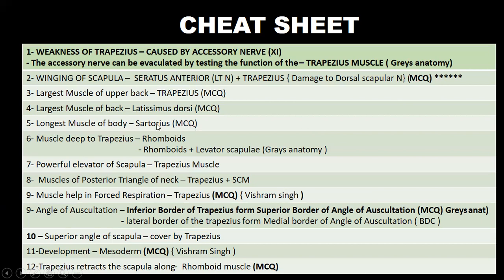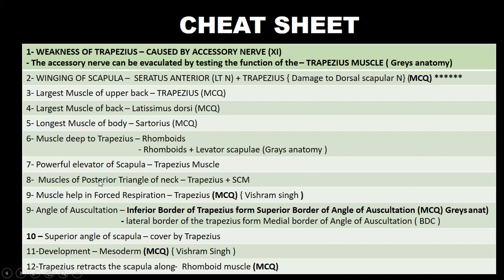Okay, sartorius we talk about in our lower extremities, but when we talk about our upper extremity, the 2 points which we need to understand at the moment are: largest muscle of the upper back, meaning upper half of the back, is trapezius and not latissimus dorsi. And when we talk about the complete back, then the largest muscle is latissimus dorsi. Coming to the muscles located deep to the trapezius, it is rhomboids. Rhomboids is mentioned in Vishram Singh and BDC, but Gray's Anatomy has also mentioned the levator scapulae. Coming to the powerful elevator of scapula, it is the trapezius muscle according to Gray's Anatomy.